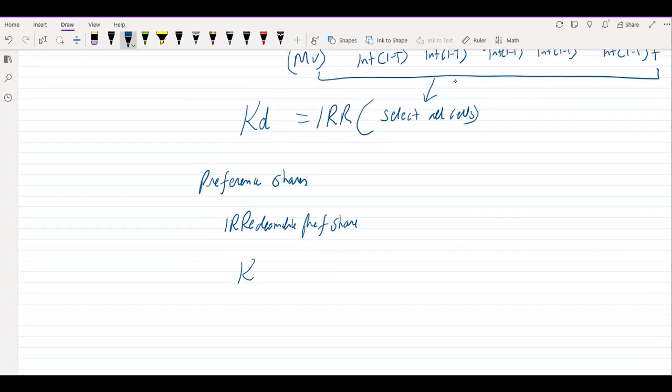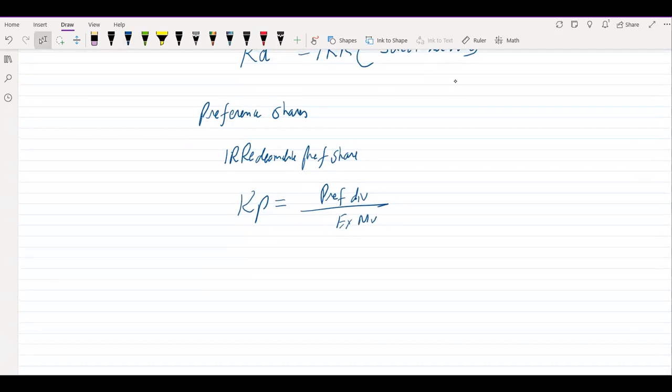Formula is cost of preference share is equal to preference dividend divided by ex market value. Always take ex market value. Simple. Never deduct tax in calculation of cost of preference share. Redeemable preference share.